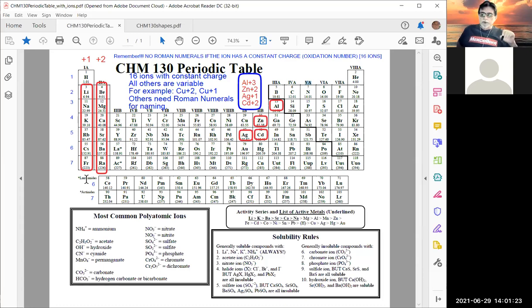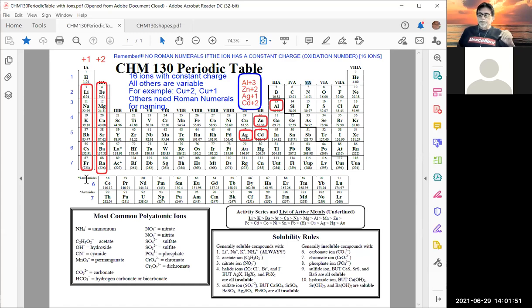Silver always has a +1 charge. And cadmium always has a +2 charge. Now, there's 16 elements. I call them the sweet 16. You know 100% of the time what their charge is. What does that imply? Everybody else, all the other metals, have a variable charge.